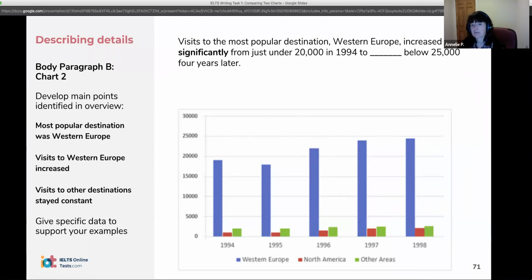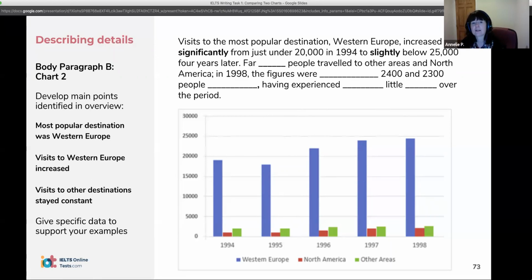Okay, yeah. Just, do we have any synonyms for just? Okay, Vitya, you're nearly there. Slightly below, a little below, something like that. So again, use this approximate language as well. That adds more words, for one thing. It's easier to get to your word count, but it also shows more variety of language. Okay, so we're basically giving more details of what we've said in the overview, and we've included the exact figures.